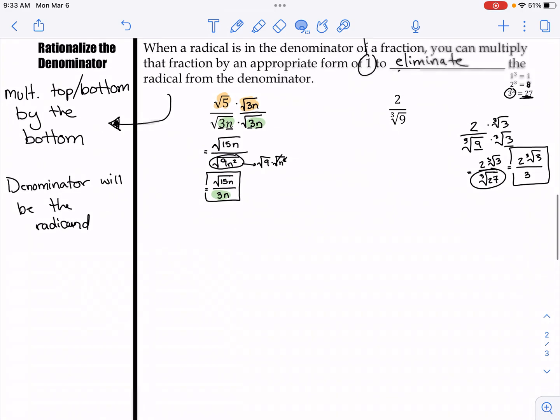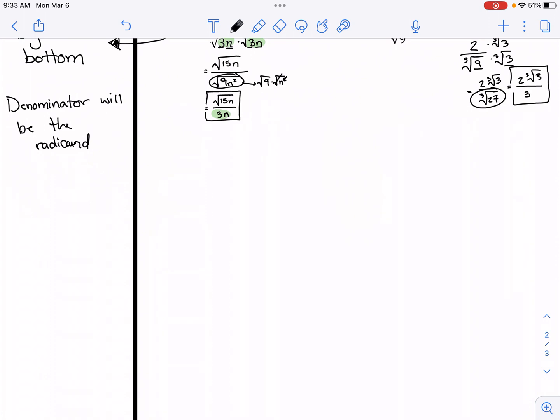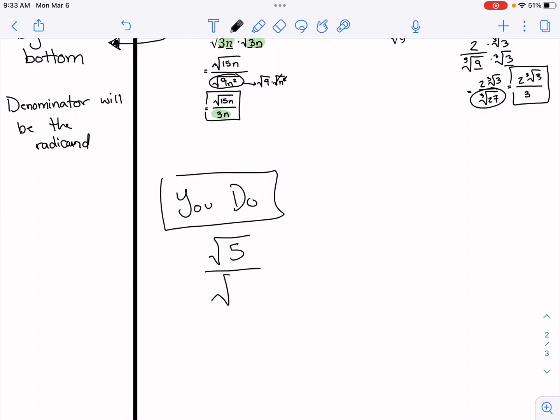Okay, but let me give you a you-do. This is going to be a lot simpler than the one that we just did. We're going to have square root of 5 divided by square root of 2. I'd like for you to try to simplify that. I'll let you work it out, but you're welcome to continue the video. For right now, I'm going to go over it, but give it a shot.